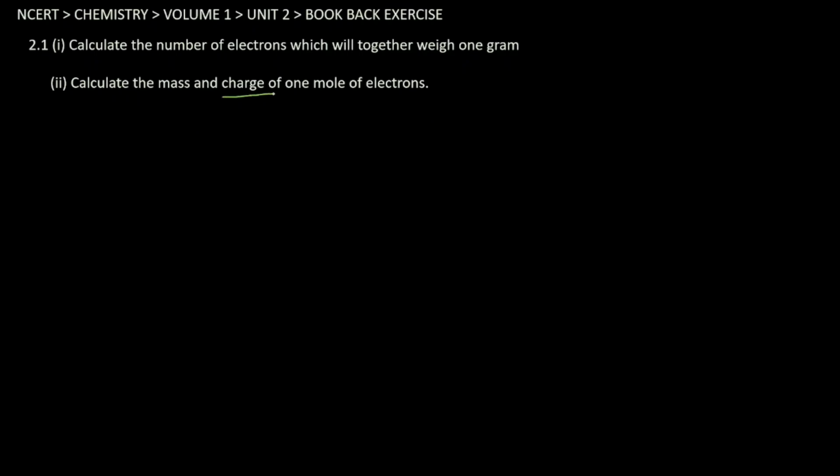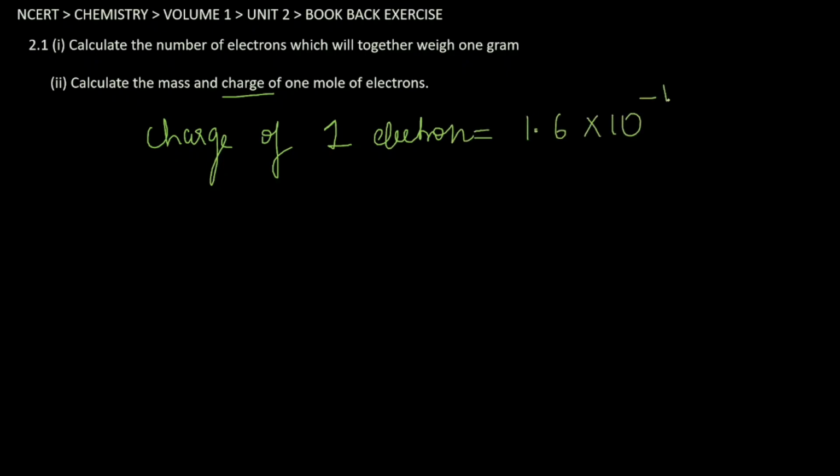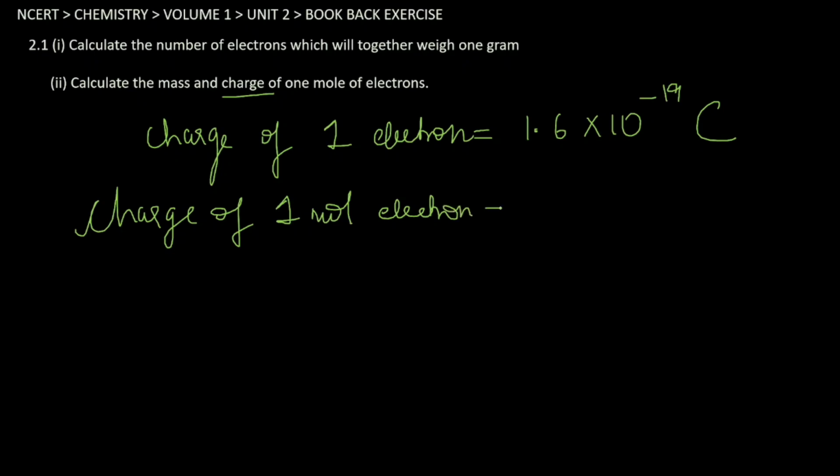Now let's calculate the charge of 1 mole of electrons. We should know that the charge of 1 electron is 1.6 into 10 power minus 19 coulomb. Coulomb is the unit of charge. So what will be the charge of 1 mole of electrons? It will be 1 mole, that is Avogadro number Na, into 1.6 into 10 power minus 19 coulombs.